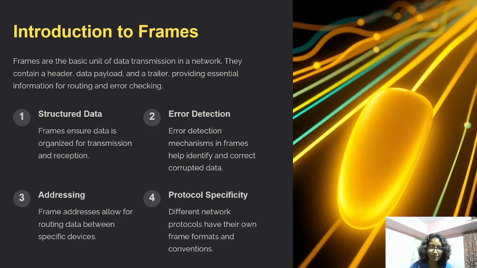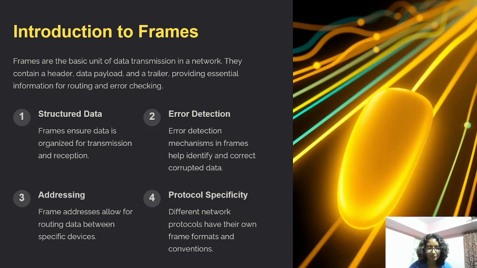Introduction to frames. Frames are the basic unit of data transmission in a network. They contain a header, data payload, and a trailer, providing essential information for routing and error checking.